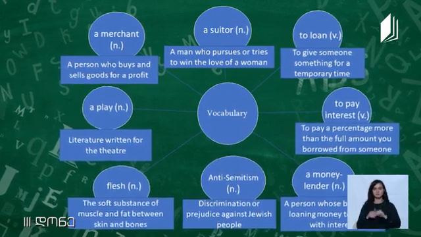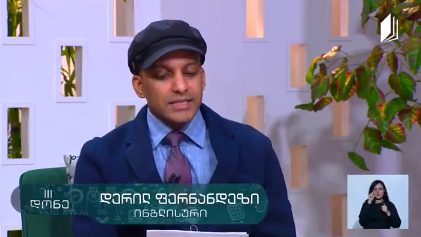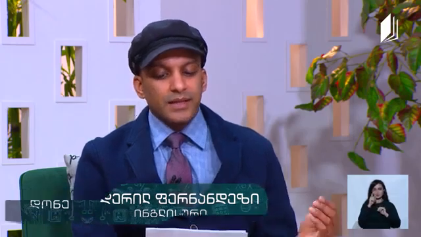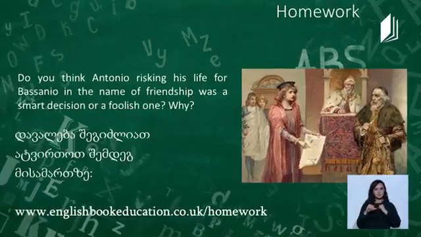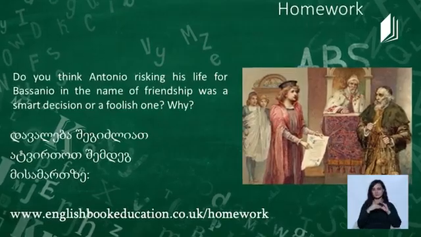Now that brings us to our homework. We've loved hearing from you guys. You have such incredible ideas, so keep sending us your homework. And I'll go straight to the question now. Do you think Antonio risking his life for Bassanio in the name of friendship was a smart decision or a foolish one, and why? We can't wait to hear what you think.